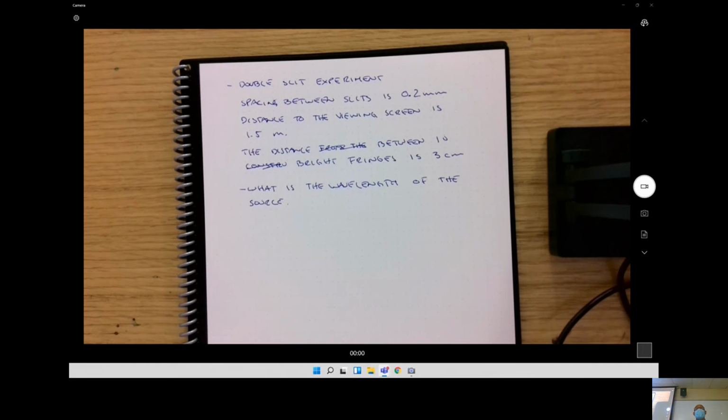Yeah, Mary? I don't have my glasses, I can't see. Which one? The middle one? This one? Yeah. The distance between 10 bright fringes is 3 centimeters.